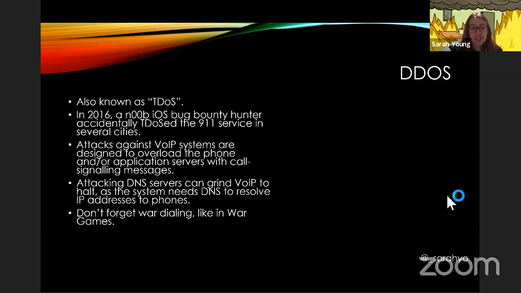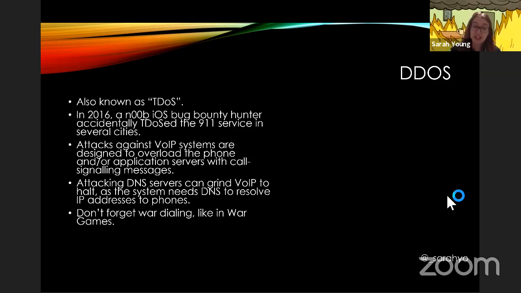Again, more generally, attacks against VoIP systems are designed to overload the phone servers or the application servers with too many call signaling messages. So it's exactly the same principle, just using different protocols. In particular, attacking DNS servers can really grind VoIP to a halt, because most VoIP systems rely on DNS to resolve IP addresses to phone names.